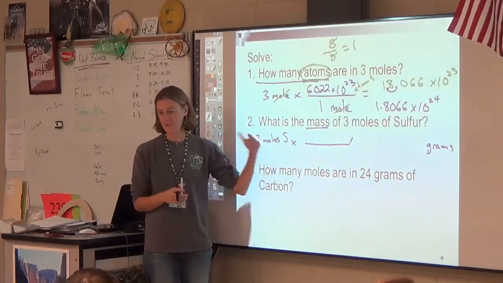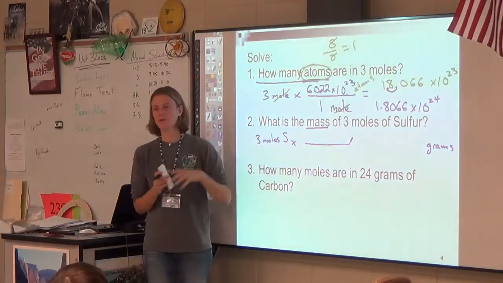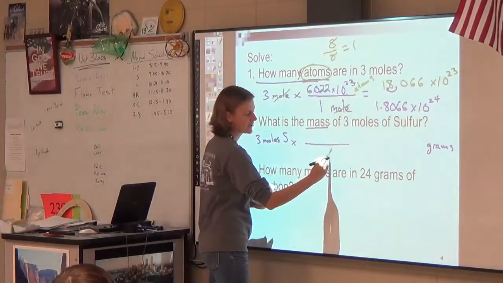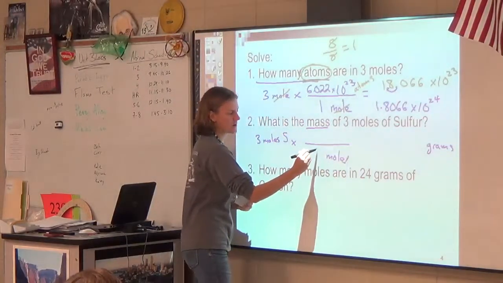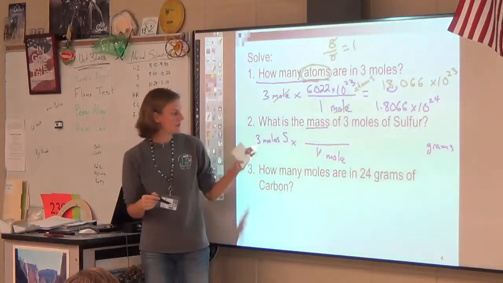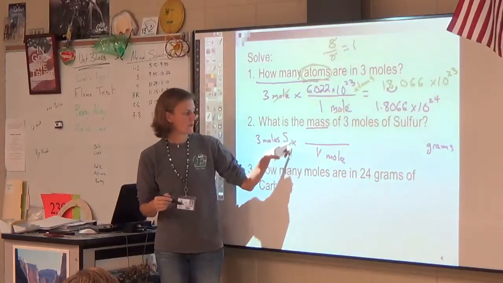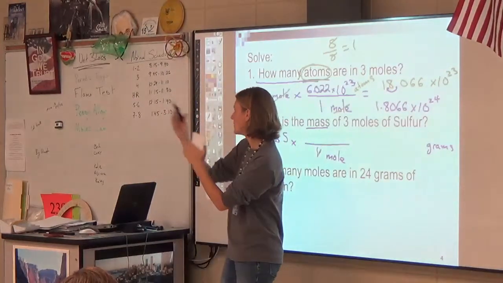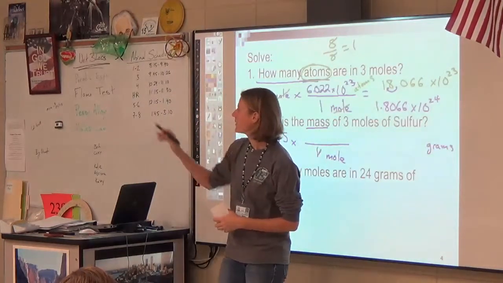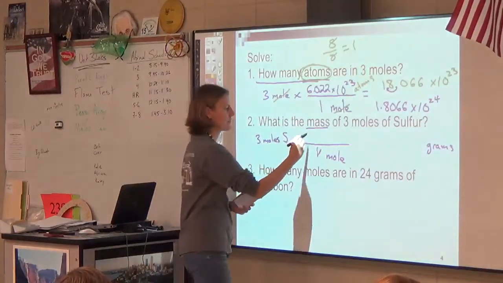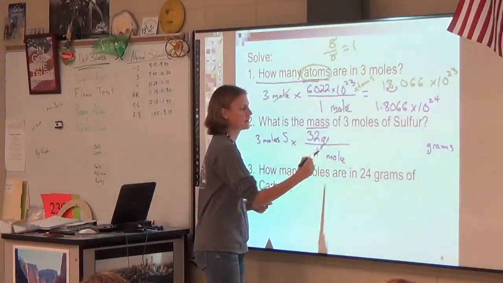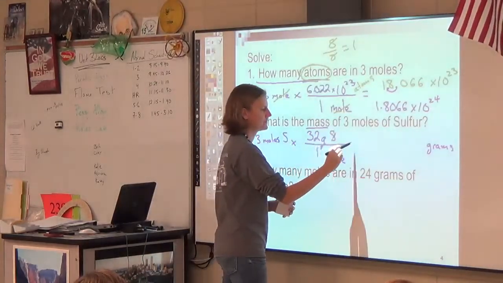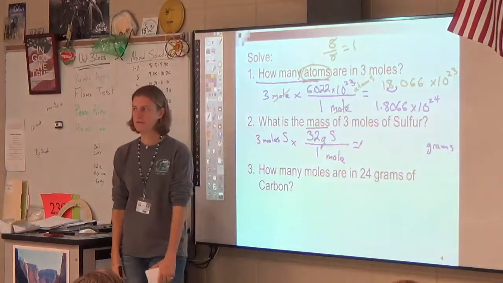Well, again, with dimensional analysis, I'm given 3 moles, so I want to get rid of the unit moles. Of course, the unit moles goes in the bottom over here. And since I said the 1 always goes with moles, put a 1 in front. So 3 moles of sulfur, we're going to multiply by the mass of just 1 mole of sulfur. What was the mass of 1 mole of sulfur? 32. Round it. Right. Yeah, we'll always round. 32 grams of sulfur.